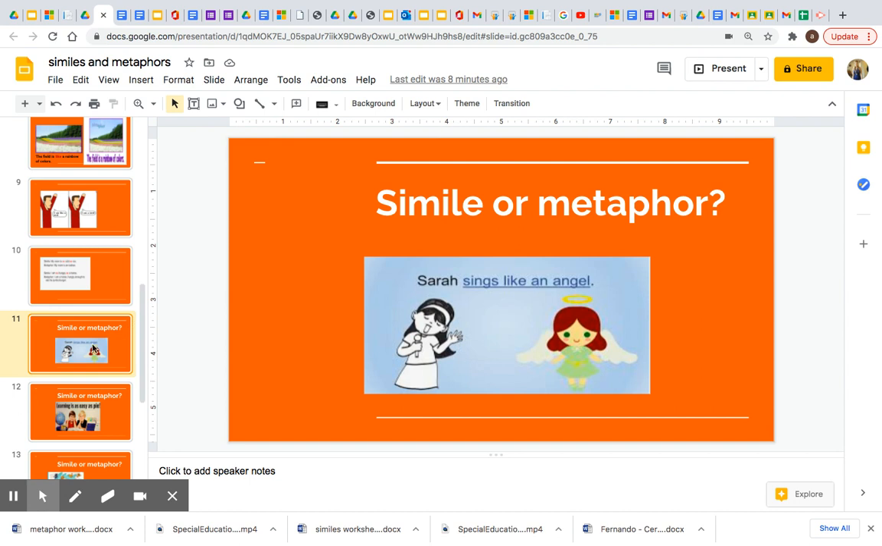So now it is your turn to practice, and I'm going to do the first one. Is this a simile or a metaphor? Sarah sings like an angel. Is it a simile or a metaphor? Let me think. I think this is a simile because the word like is being used to compare two different things. So it is a simile.